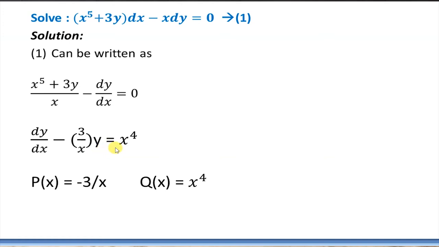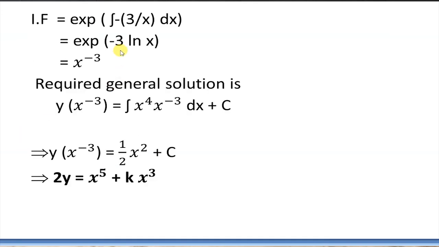Our next step is to find the integrating factor. We know the value of the integrating factor: it is given by the exponential of the integral of p dx. So let's find it. We know the value of p, so the integrating factor is e to the power of the integral of p, which is minus 3 by x, dx.